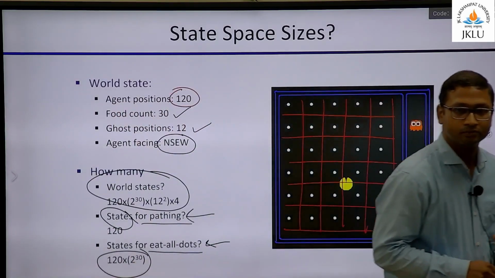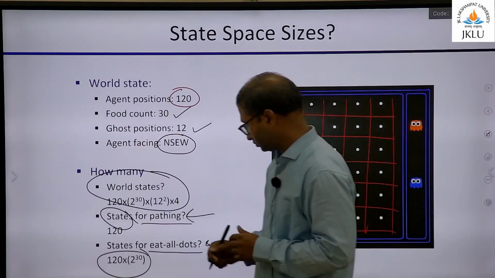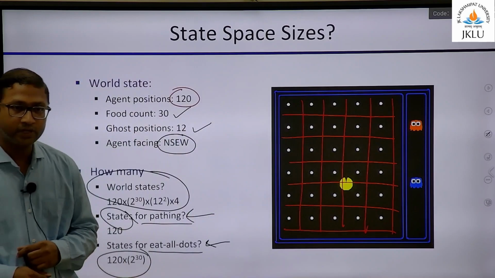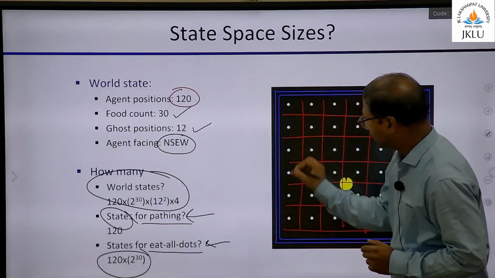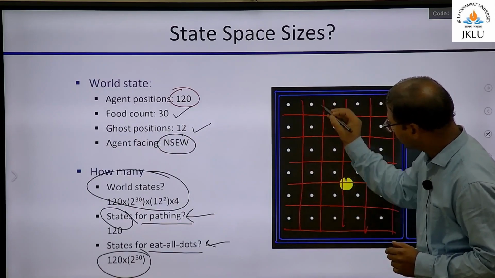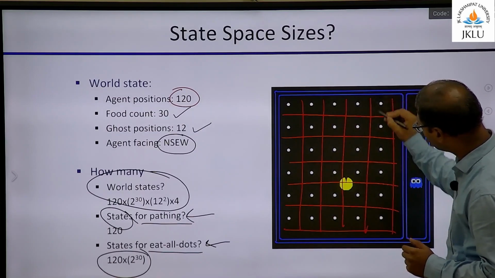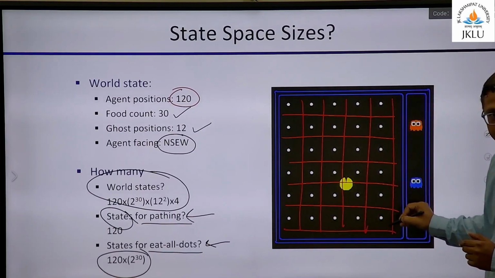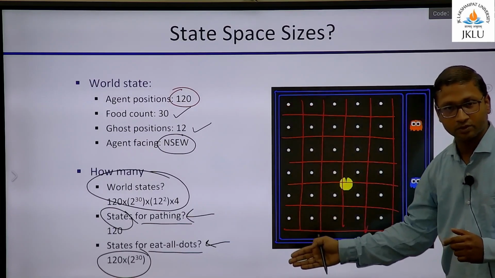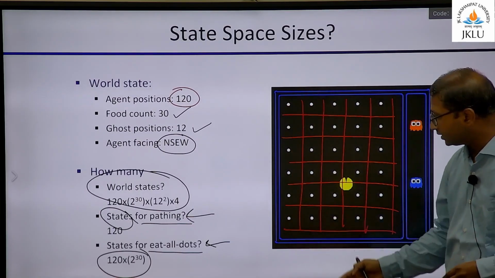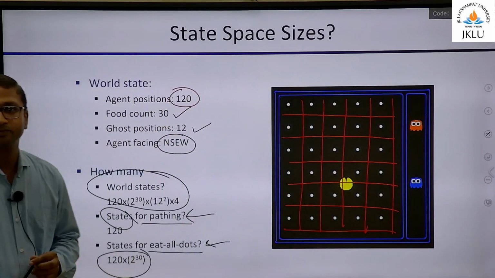Bolo. Agent position 120? 1, 2, 3, 4, 5, 6, 7, 8, 9, 10, 10 columns, 12 rows. So 12 into 10, that gives you 120. More questions here.